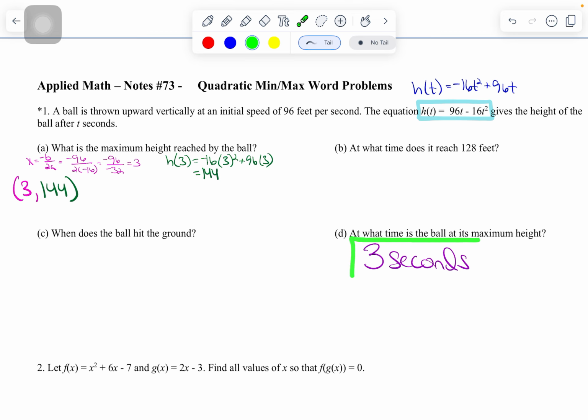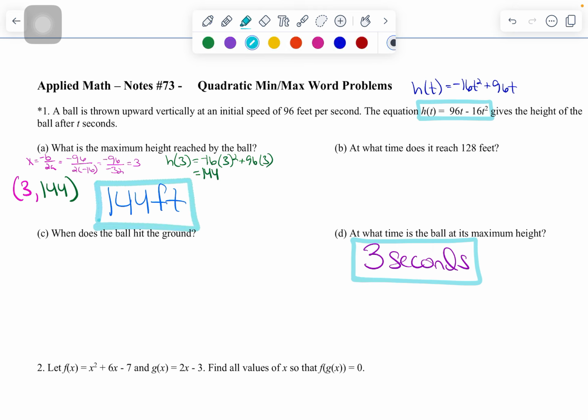All right, I actually want to work with a highlighter that works there. So there's my 3 seconds time. And at 3 seconds, your ball is at a height of 144. Everything is in feet for this problem. So there is your maximum height. There is your time to reach the maximum height. All right, so part A and part D both use that vertex.